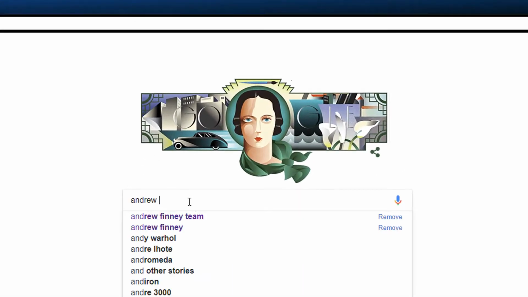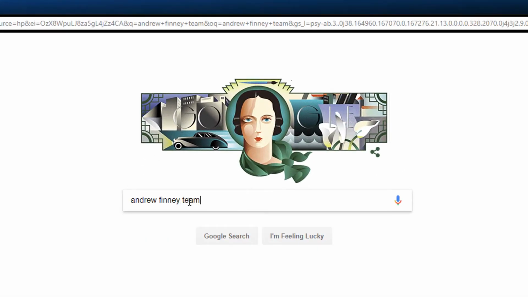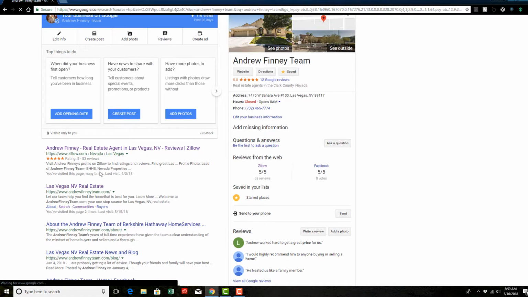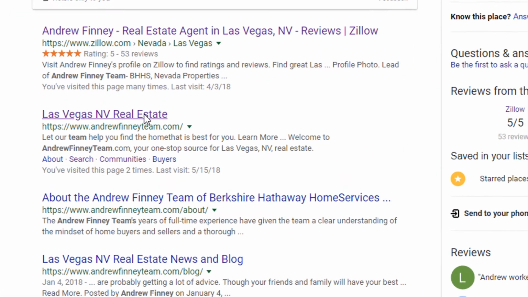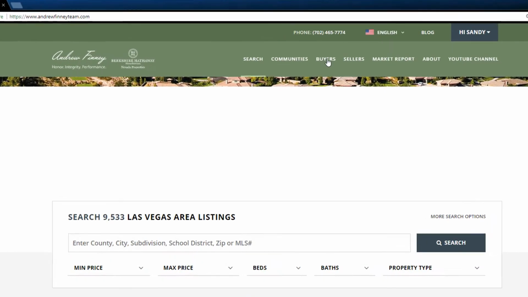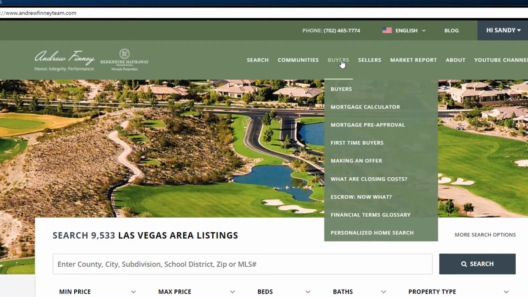So if you'll go with me to Google, we're going to type in my website, which is Andrew Finney Team. Follow along on the screen. It's probably going to be a little bit easier if you're doing this on desktop, but it'll absolutely work on your mobile. It is a mobile responsive site. Click the link to Andrew Finney Team. Scroll over to where it says Buyers on the top header, and then down to where it says Mortgage Calculator.